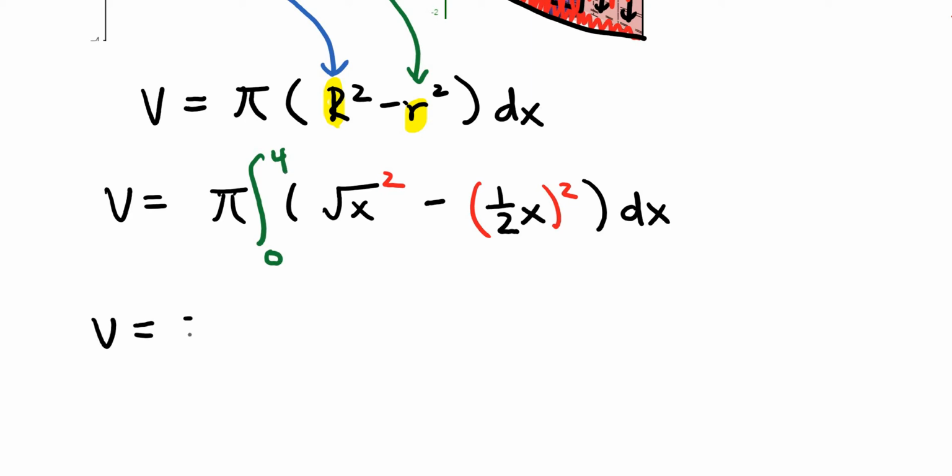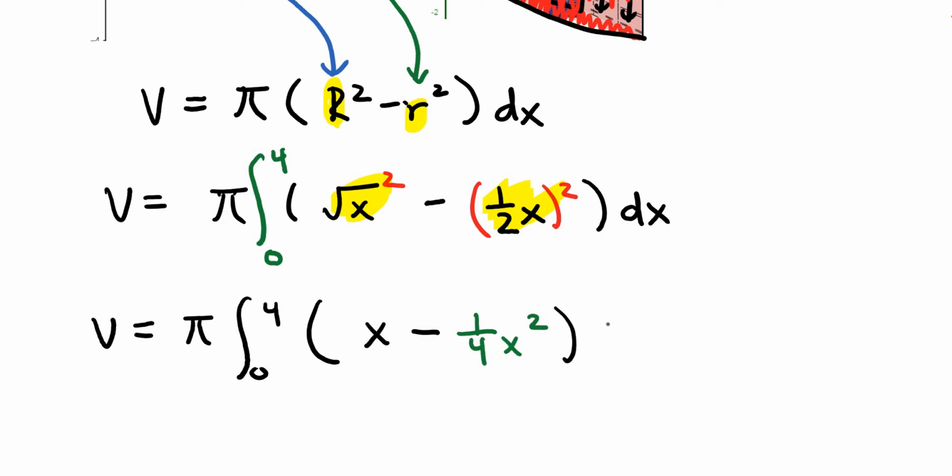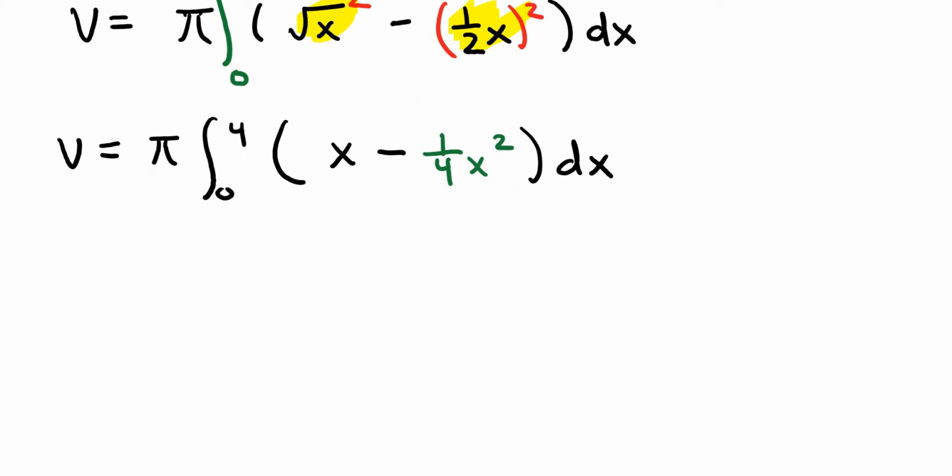And before you find the antiderivative, let's go ahead and simplify the inside here. So root x all to the power 2 is simply going to be x minus, and then 1/2 x to the power 2 is going to be 1/4 x squared. And then I can close the bracket and then multiply by dx. Now we're ready to take the antiderivative here.